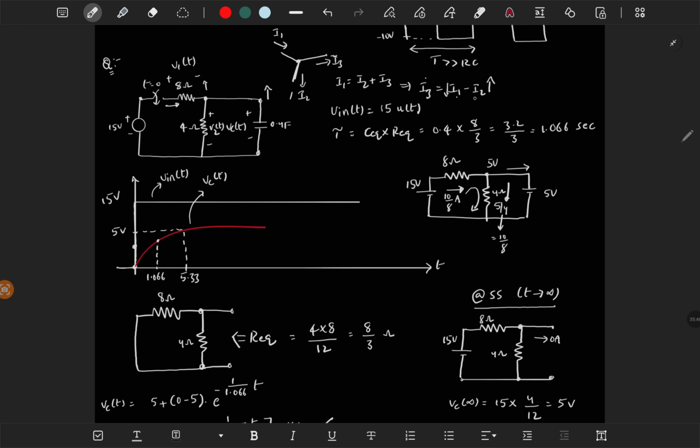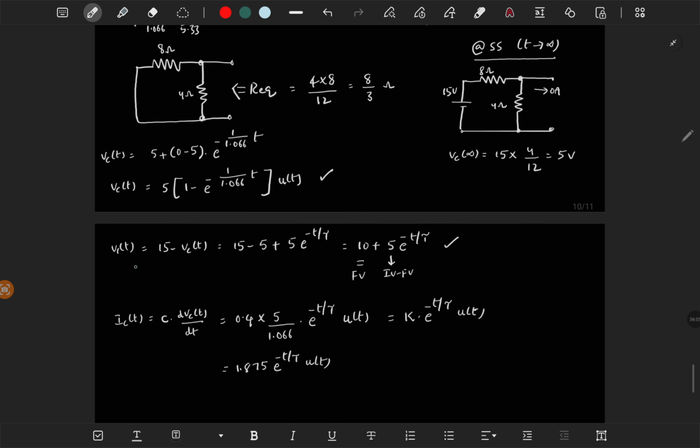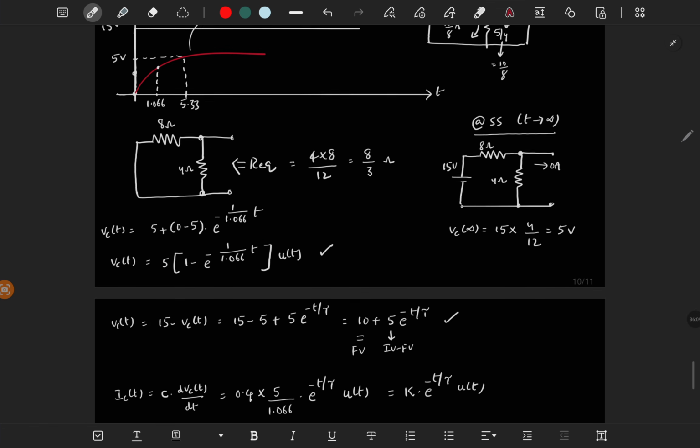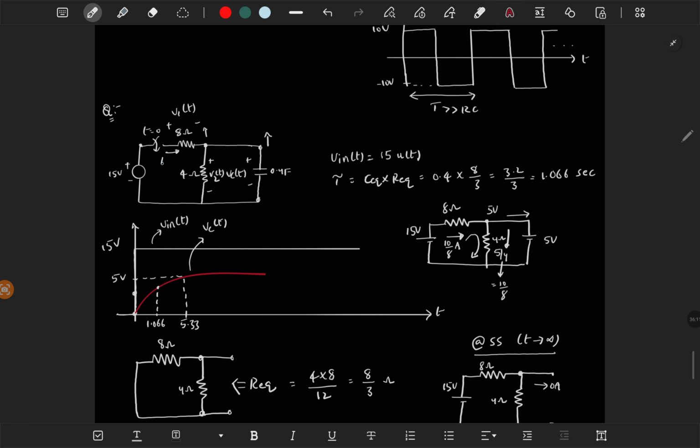When I1 is equal to I2, then the current I3 will be 0. So that is how this will reach steady state. So that is about this IC of t. And let's say this is I1 of t.